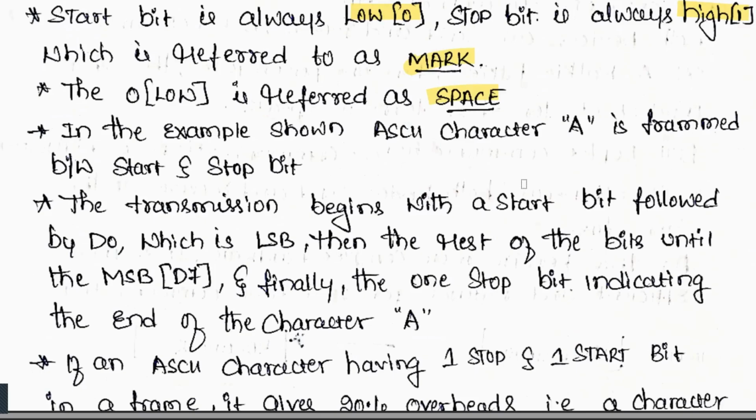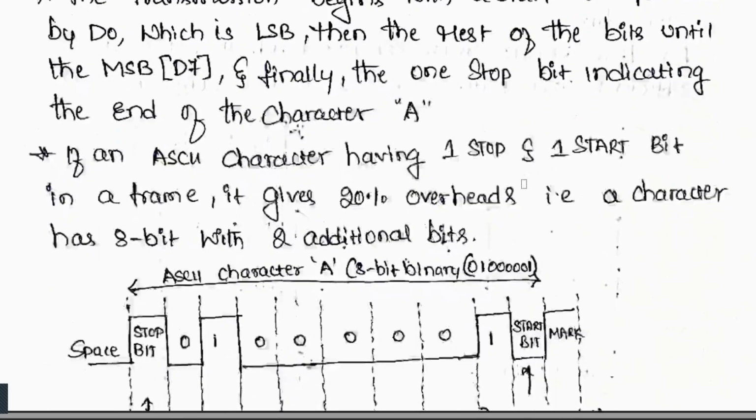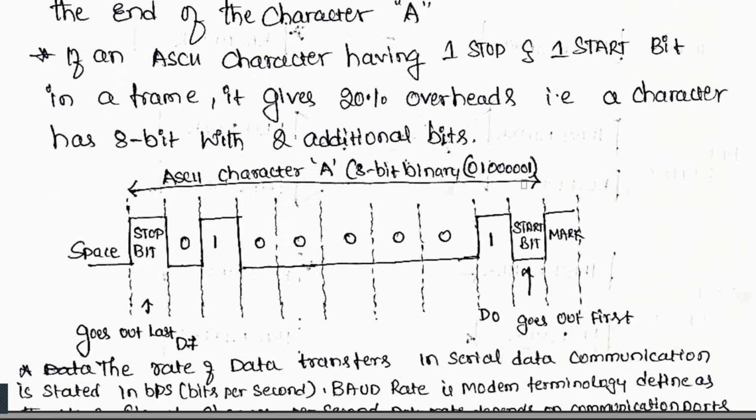In the example, the ASCII character A is framed between the start and stop bit. The transmission begins with the start bit, followed by D0, which is the LSB, then the rest of the bits until the MSB, that is D7, and finally the one stop bit indicating the end of the character A. If an ASCII character has one start and one stop bit in a frame, it gives a 20% overhead. That is, a character has 8 bits with 2 additional bits.